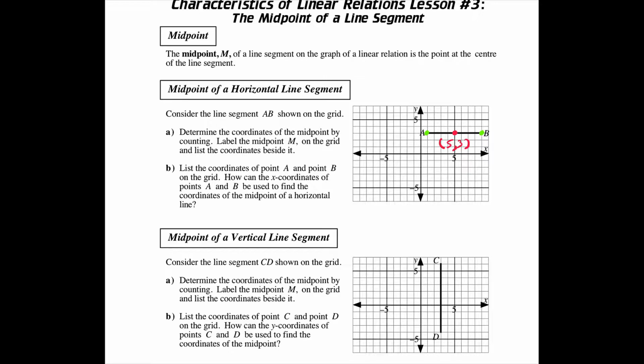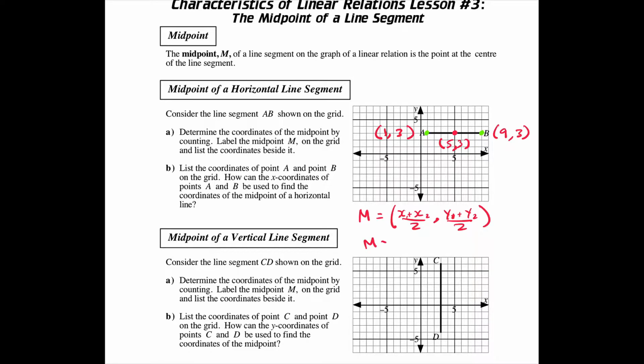So let's do that. We'll look up here and we'll start with point A, which is going to be 1 in the x and 3 in the y, and point B is going to be 9 in the x and 3 in the y. Now remember that formula, the midpoint is going to be x1 plus x2 divided by 2 to get the x midpoint, and y1 plus y2 divided by 2. So let's just take those values and substitute them in there.